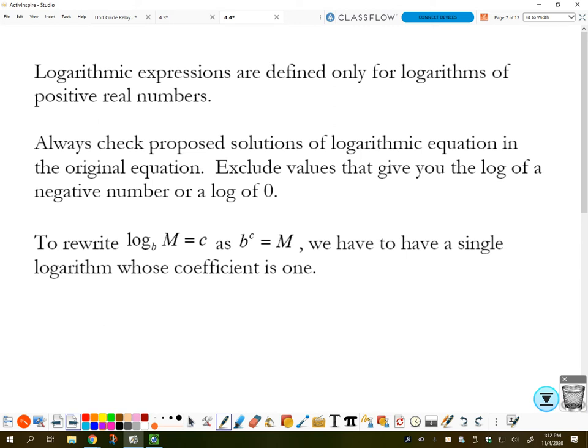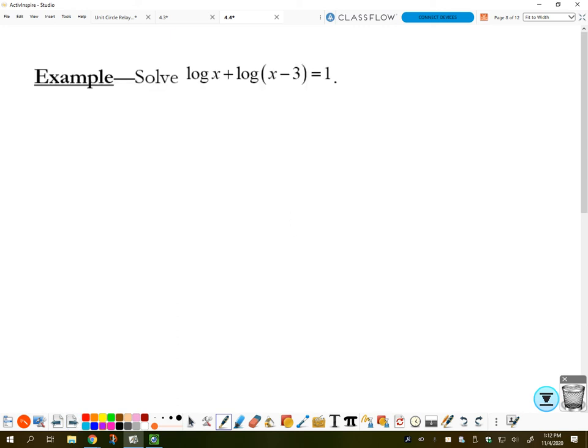I'm trying to figure out what the point of this slide is. I really don't know what the point of that slide is, don't worry about it.